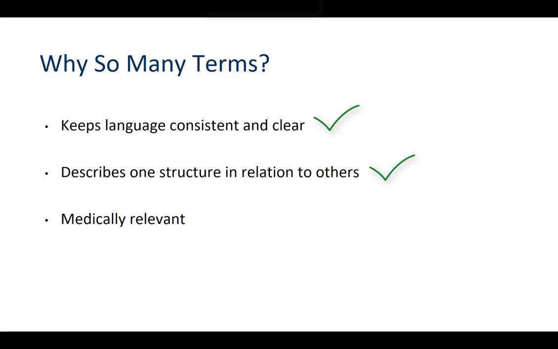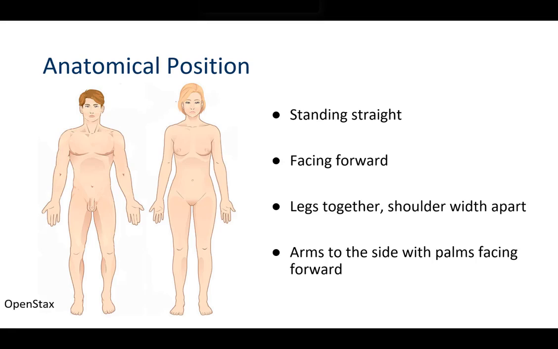This is useful in medical settings as well. It eliminates ambiguous words like next to or near when communicating in anatomy or medicine. When we talk about terminology like this, we use them in regards to the anatomical position. This is when a body is facing forward, with the arms to the side and their palms facing forwards. The legs are in a standing position, roughly shoulder width apart.